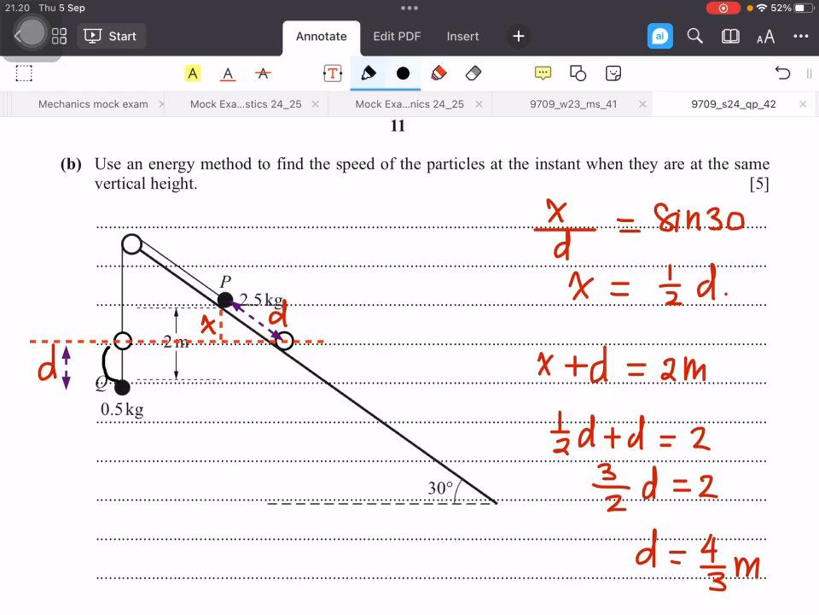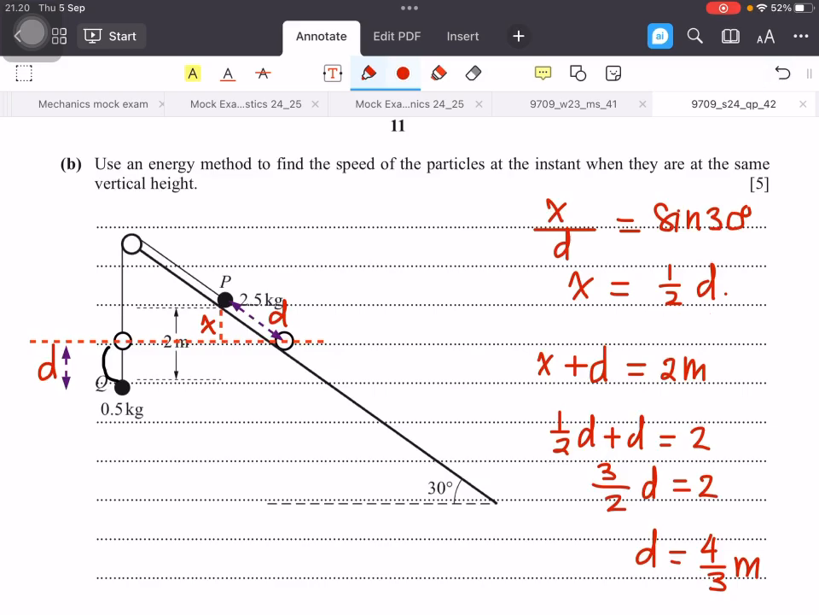But the vertical distance traveled by P is not d, because d moved on an inclined plane that makes angle 30 degrees to the horizontal. Let's say the vertical distance traveled by P is x. So the relation between x and d is x is equal to sine 30 degrees times d. Sine 30 is half. So x is half d.